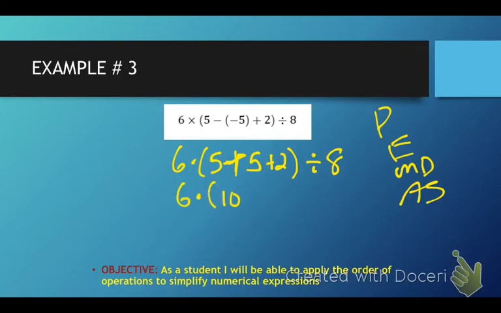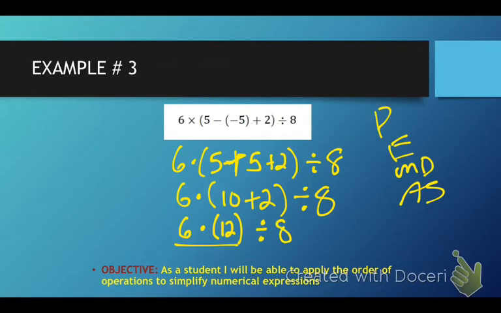5 plus 5 is 10, plus 2. I'm going to go ahead and do that one next. Okay, finish off our parentheses: 6 times 12 divided by 8. We've got to move left to right. 6 times 12 is 72, divided by 8, and that's going to give us 9 as our answer.